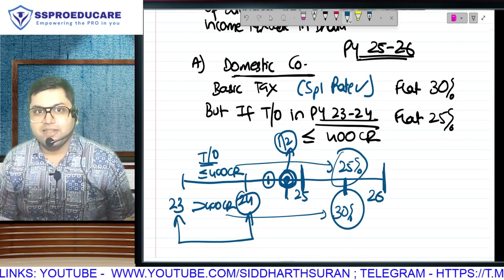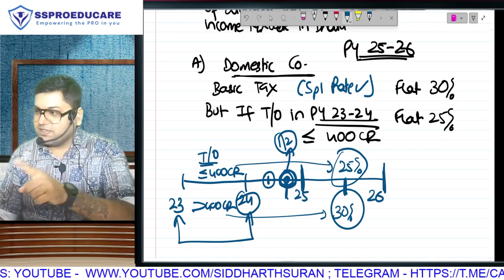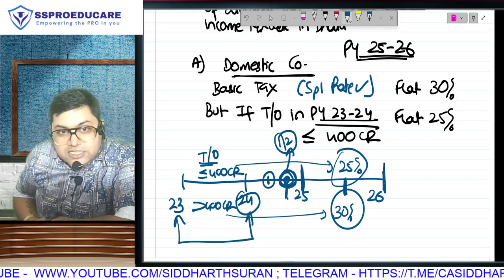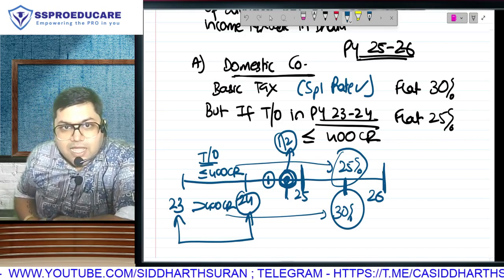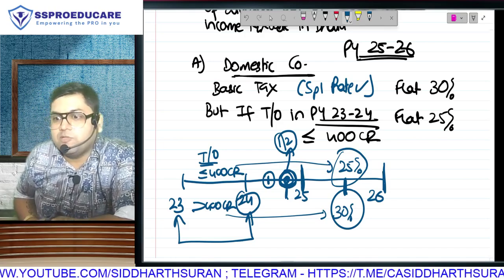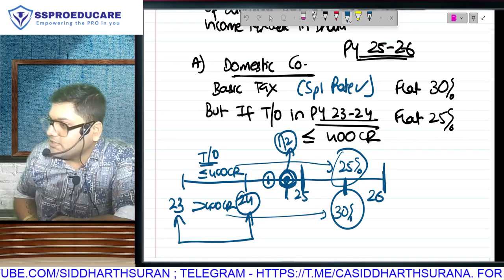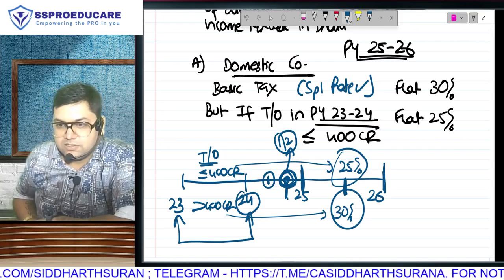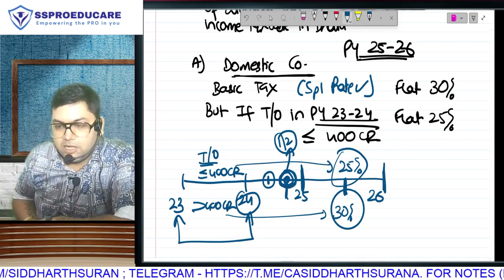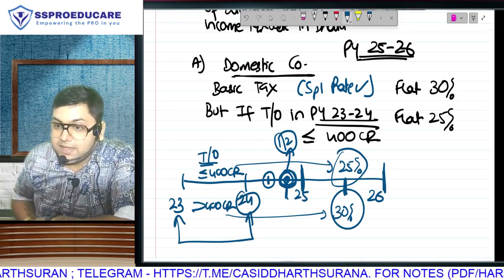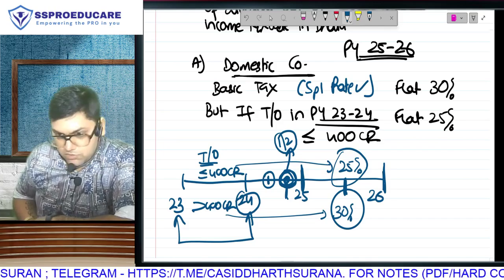And thus the criteria is last to last year. Nothing is bigger than logic yet. Logic, samjha? Logic. That last to last year turnover cannot be manipulated. And thus the criteria is last to last year. So if last to last year, 2 years ago, the turnover was up to 400 crore, so kya? 25%. And then if it was more than 400 crore, so 30%.